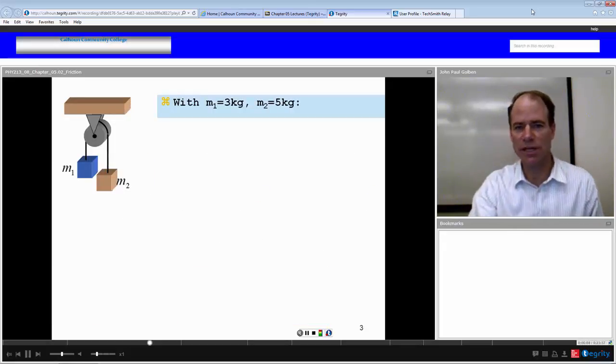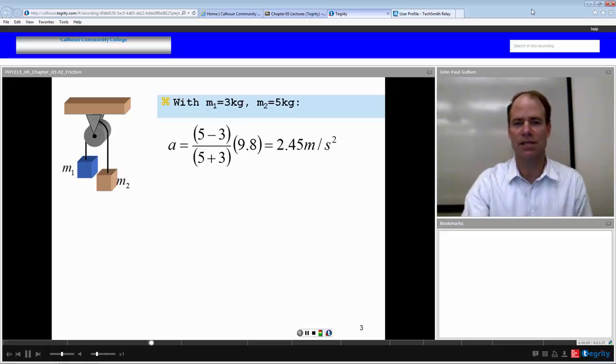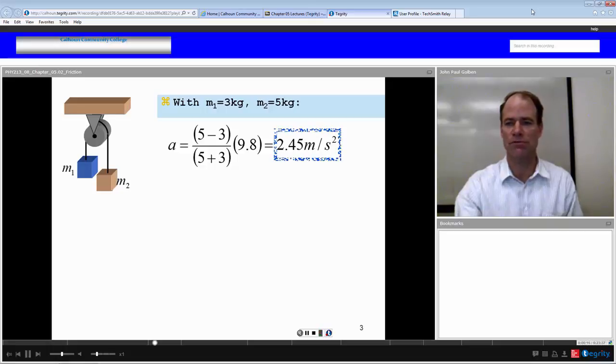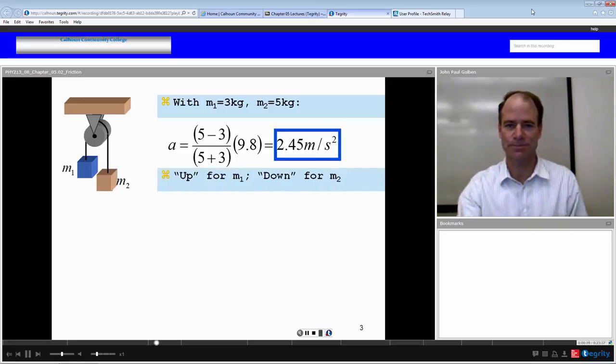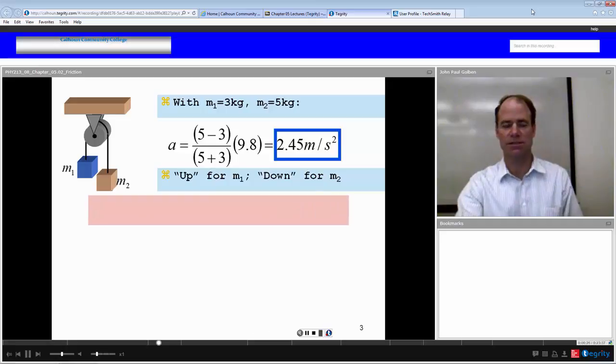So with mass 1 equal to 3 kilograms and mass 2 equal to 5 kilograms, my acceleration will be 5 minus 3 over 5 plus 3. That's going to be 2 over 8, or 1/4 of 9.8, which is 2.45 meters per second squared. Up for mass 1, down for mass 2 for my directions.